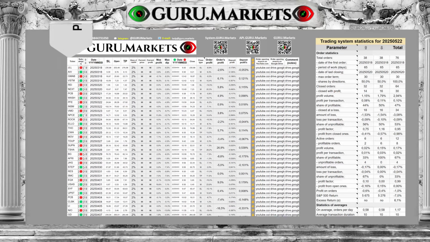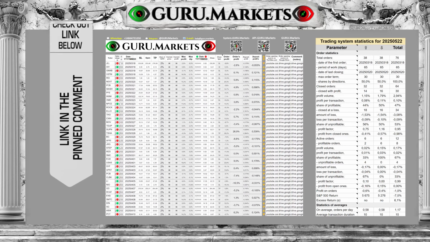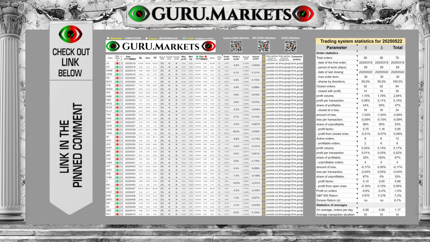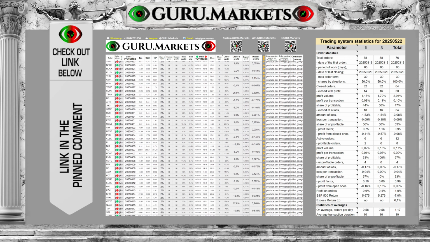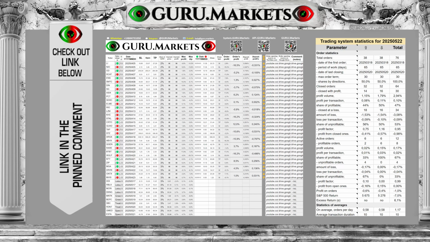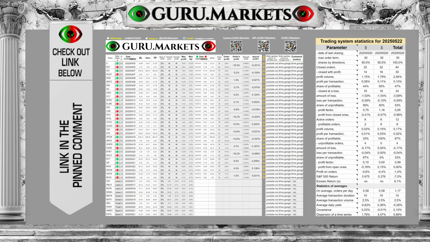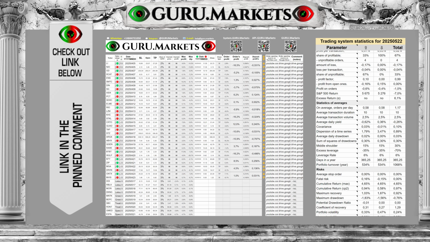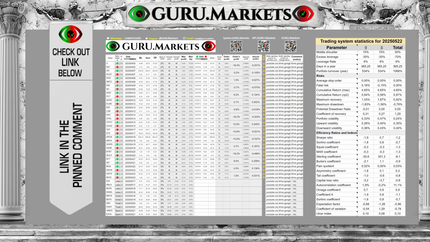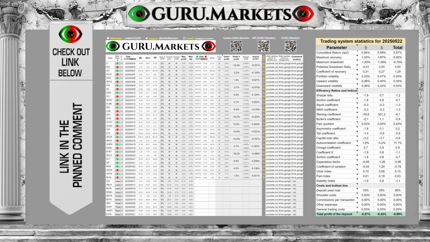Let's look at the order table, which is available, link in the pinned comment. The order table contains absolutely all publicly accepted decisions in a given season by the information and reference System.GURU.Markets. Access to the order table is free and open, link in the pinned comment.